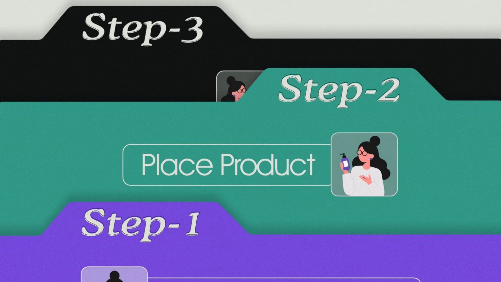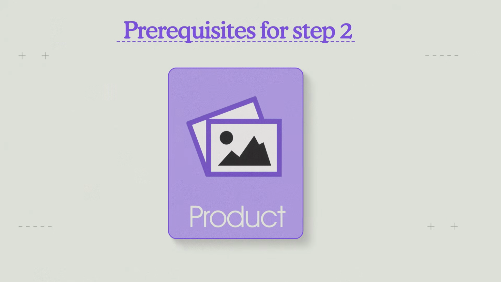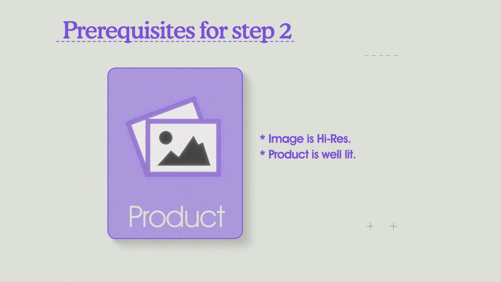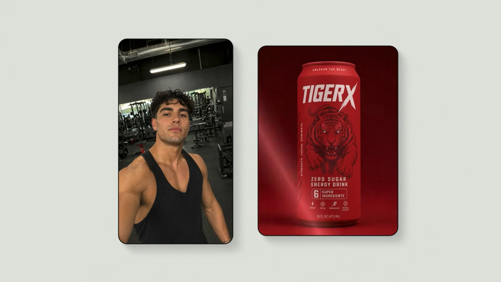Let's now head to step 2, which is place your product. Okay, so this is a pretty easy step. All you need is a picture of your product. Just make sure that the image is high res and the product is well lit so that the text details on the product don't get lost while generating the image. I'll use 2 products here. I want the male to promote this fictional energy drink I made.